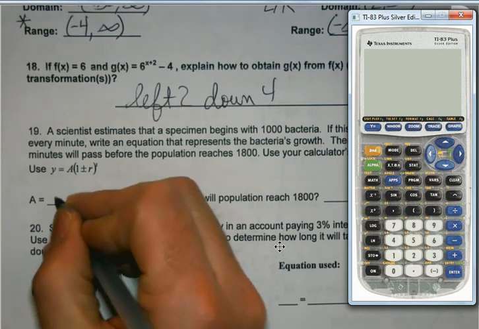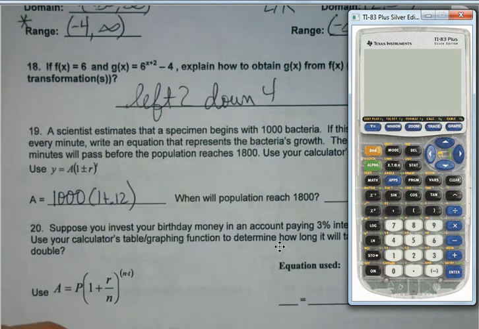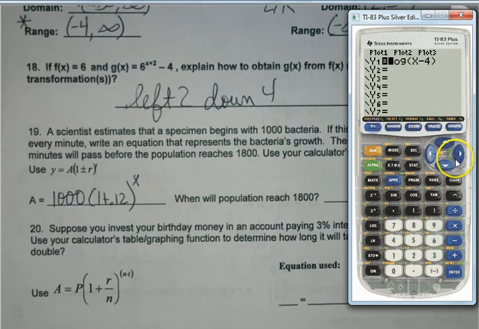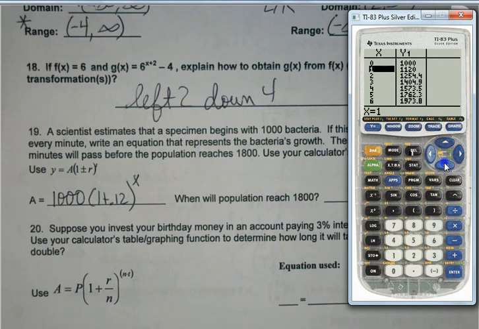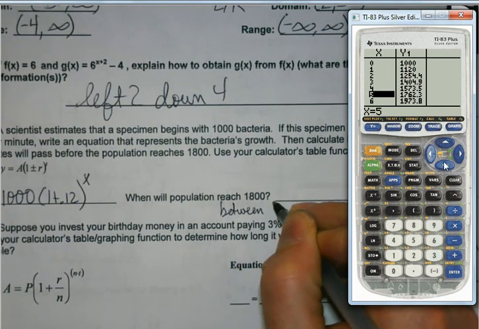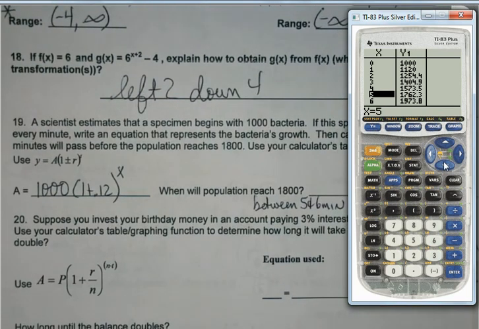So I've got 1,000 bacteria. Grows 12% per minute. And we're trying to figure out when it reaches 1,800. So I don't know what this is. This is another one of those that I'm just going to plug into the calculator. And go until I'm like, okay, 1,800 looks like it's between years 5 and 6, and that's fine. Oh, it's 5 and 6 minutes, isn't it? Yeah, that's a lot different than years.